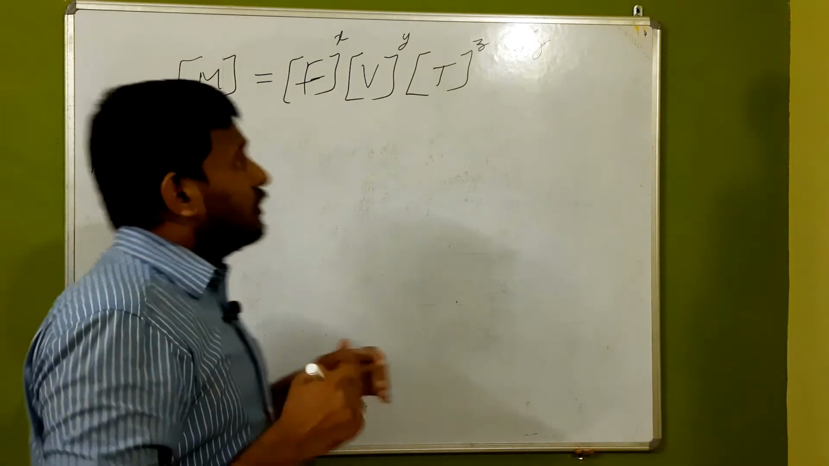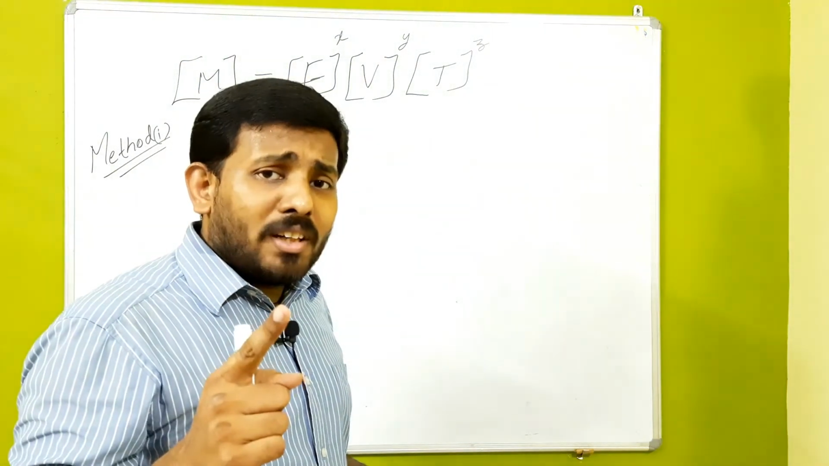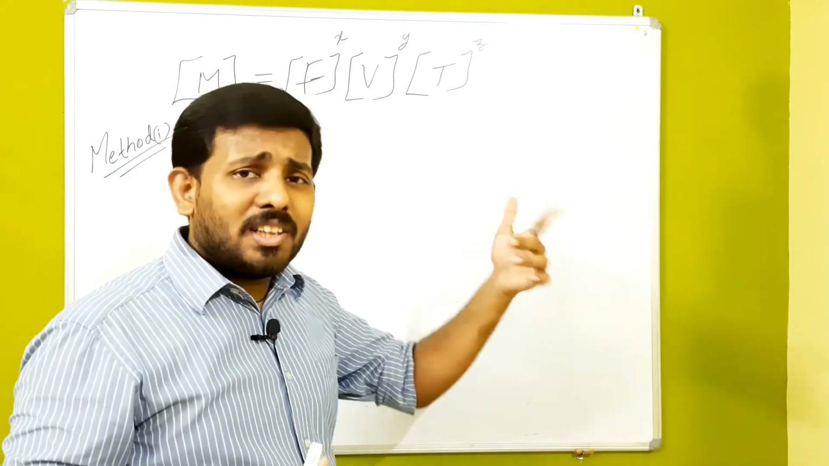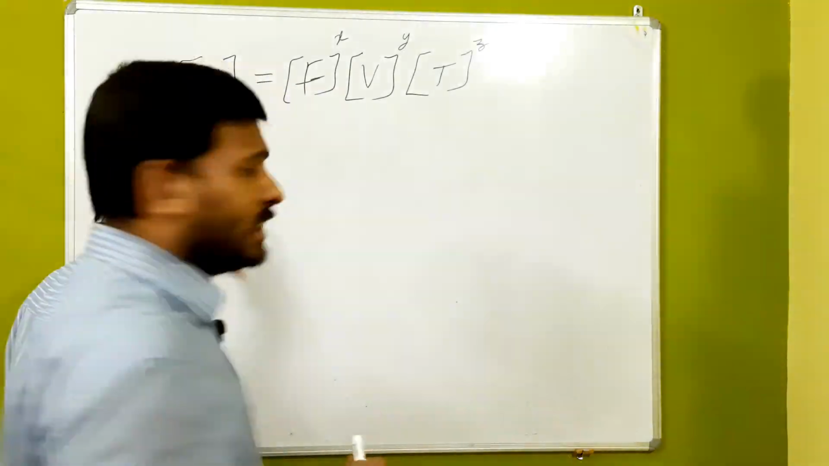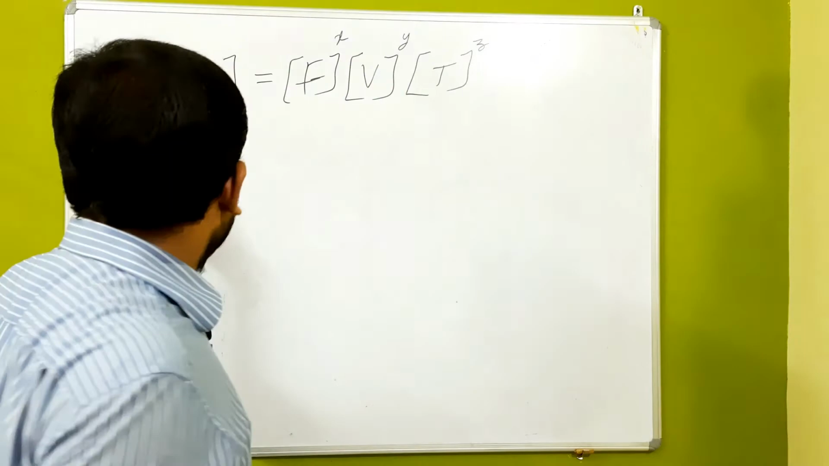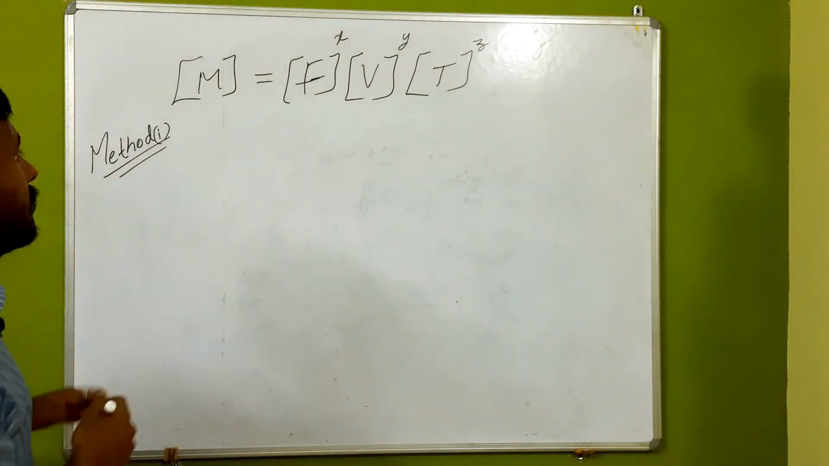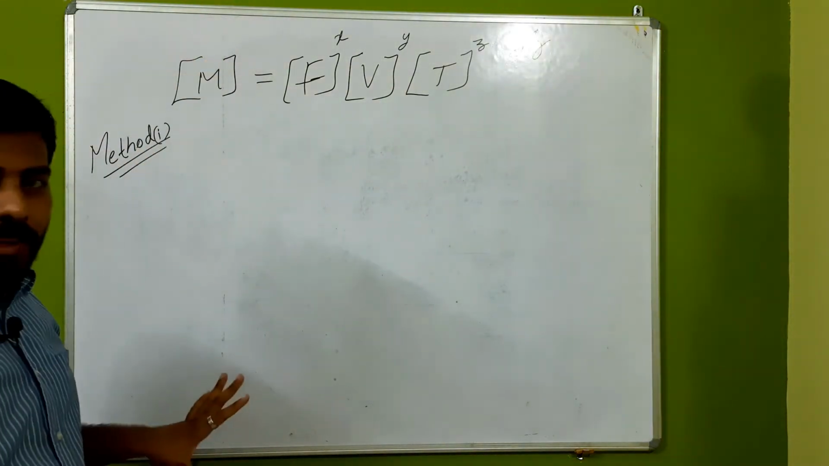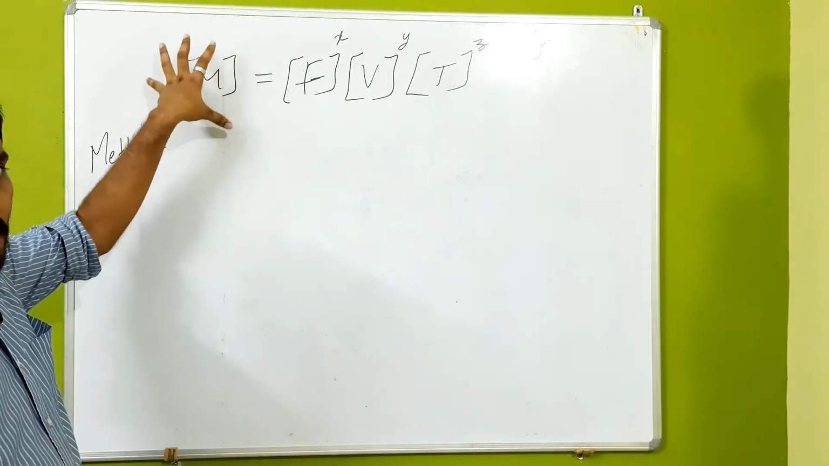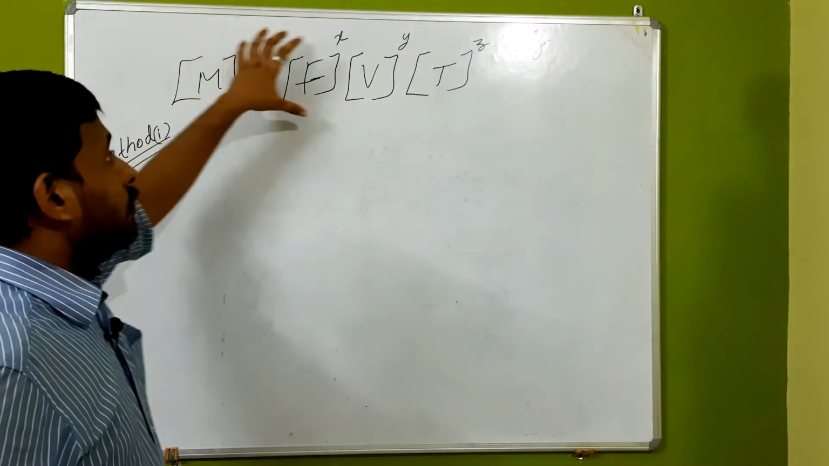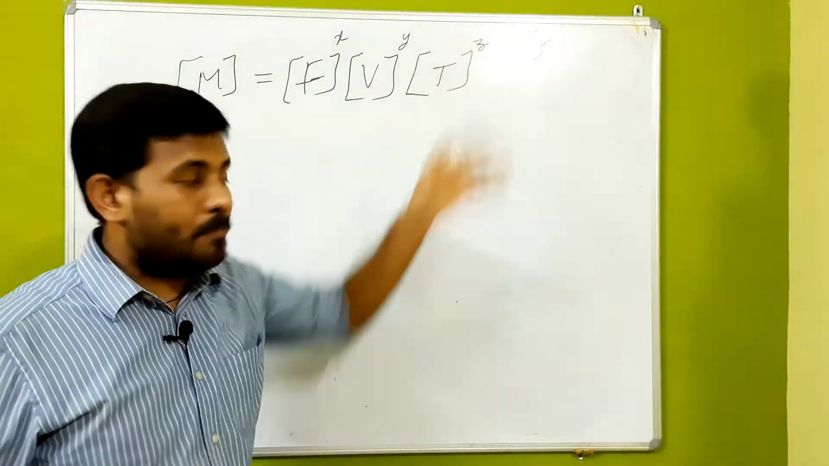So actually we have 3 methods. The first one is the usual one, and these two are the short trick methods. So I'm giving it as method 1. We know we have to find mass, right? The dimensional formula for mass. We have to find it in terms of force, velocity and time.